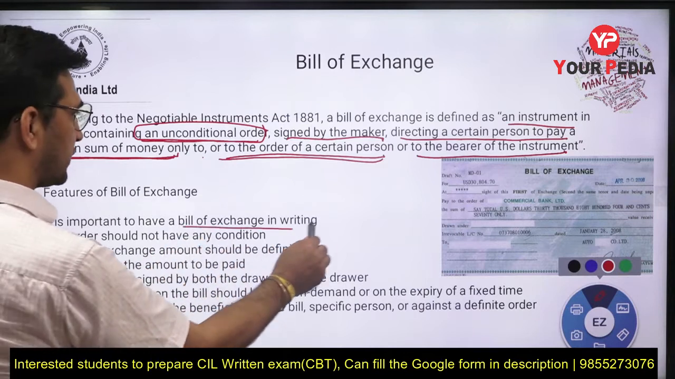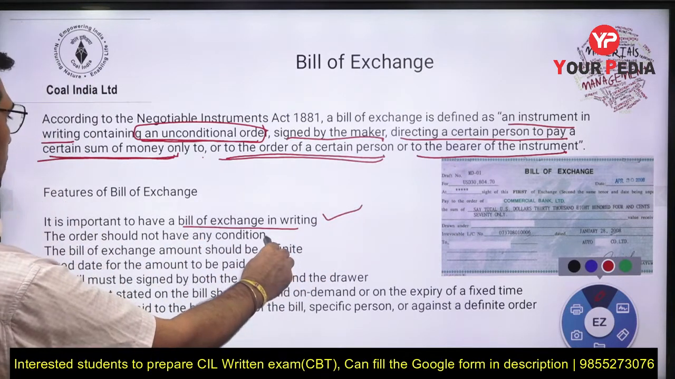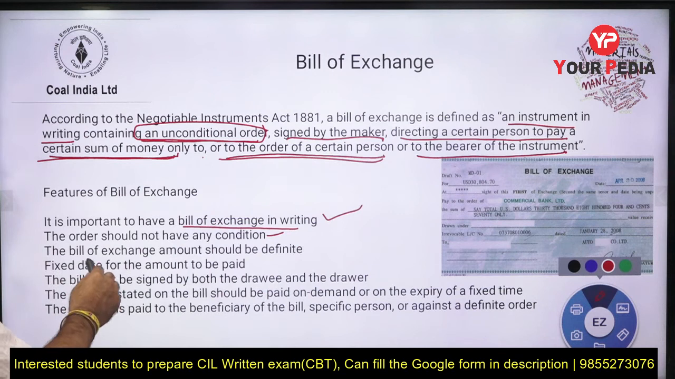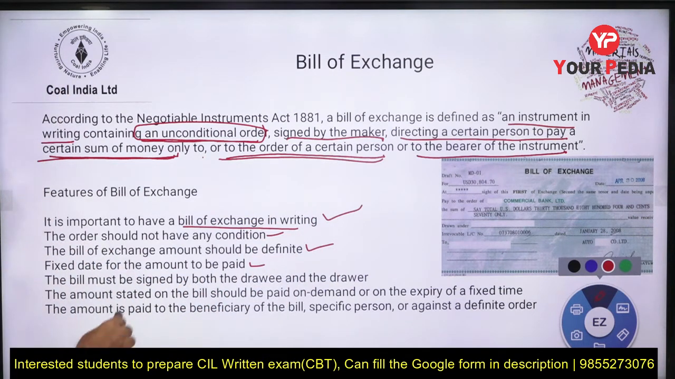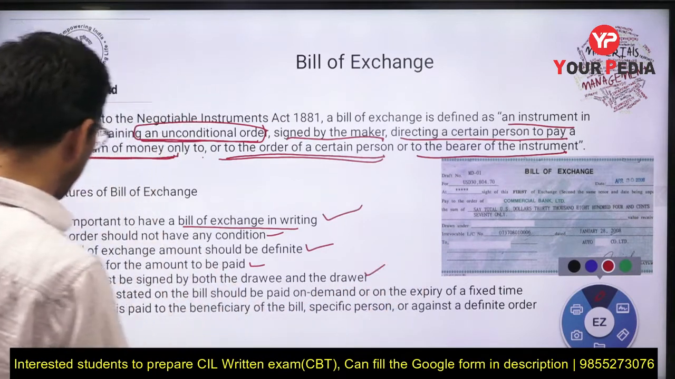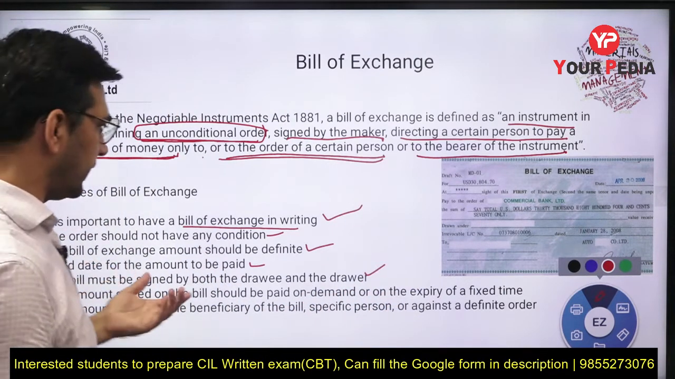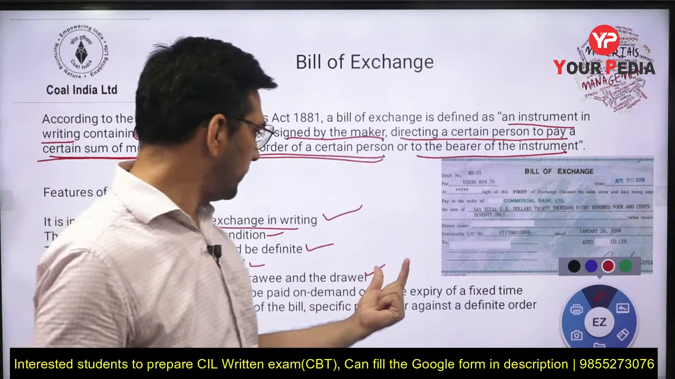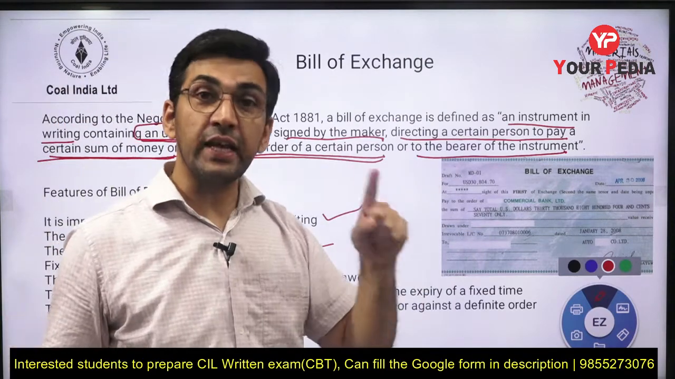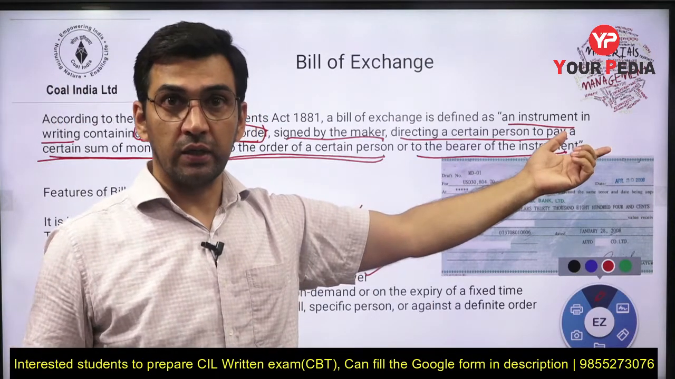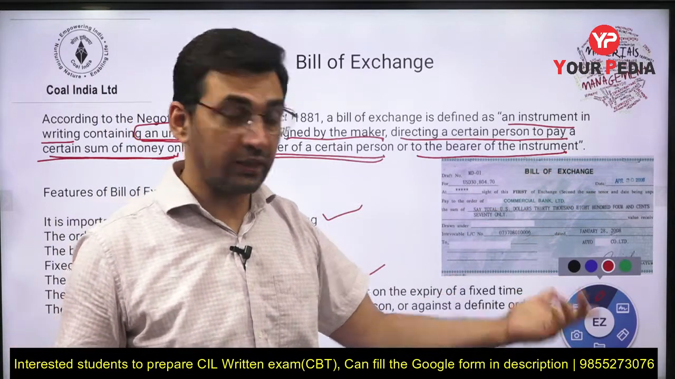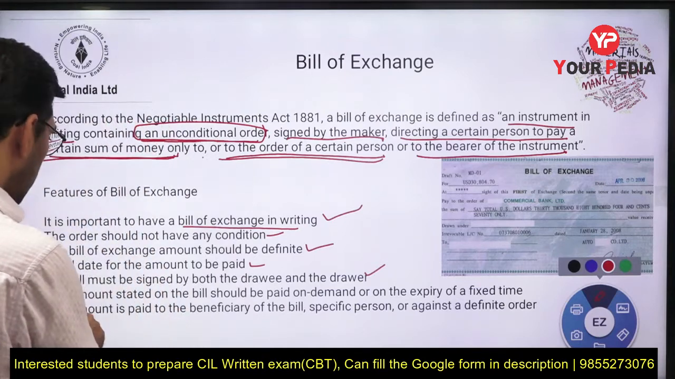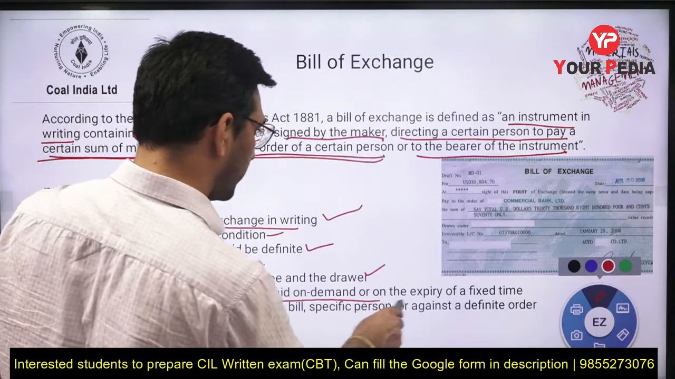It is important to have a bill of exchange in writing. Unconditional, the order should not have any condition. The amount should be definite, a specific amount. Date. The bill must be signed by both the drawer and drawee. And see, this point can be a little debatable, but anyway, in any case it must be signed by the what? The drawee. The buyer. You must have the buyer's signature. If there is no signature, then it goes. The amount stated on the bill should be paid on demand and all that.